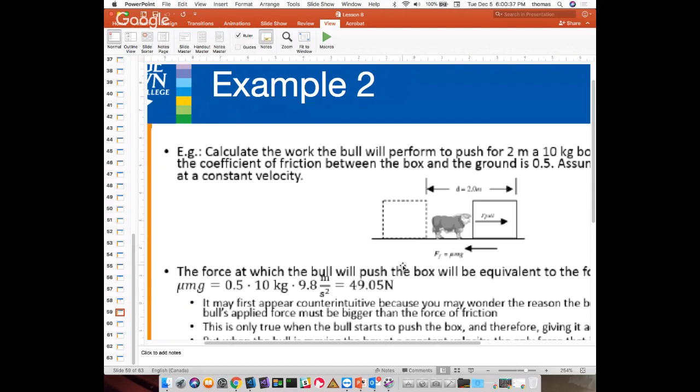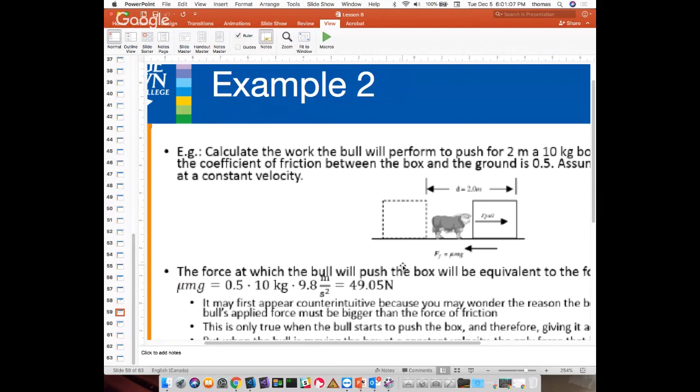And why don't we use cos theta in this case? Because there's no angle. No angle means I'm pulling parallel to the ground. That's what this bull is doing, and so it's getting the maximum efficiency for the pull that it's doing. So the total work that's being done is 49 joules, actually, because it's work over a distance, right?